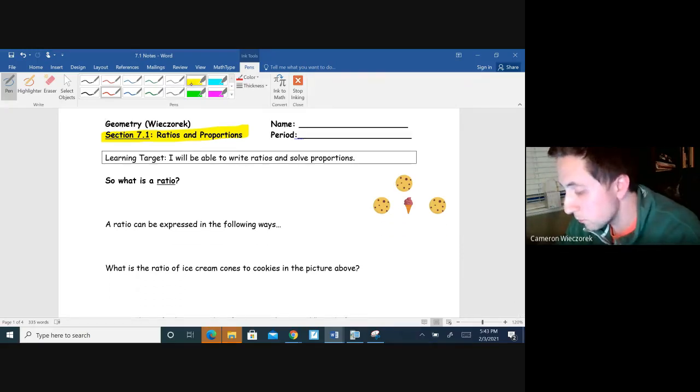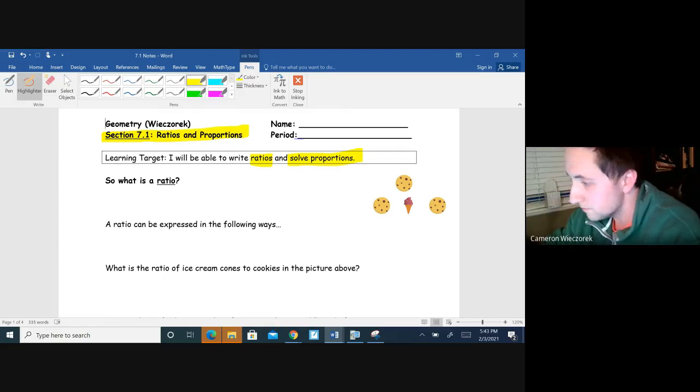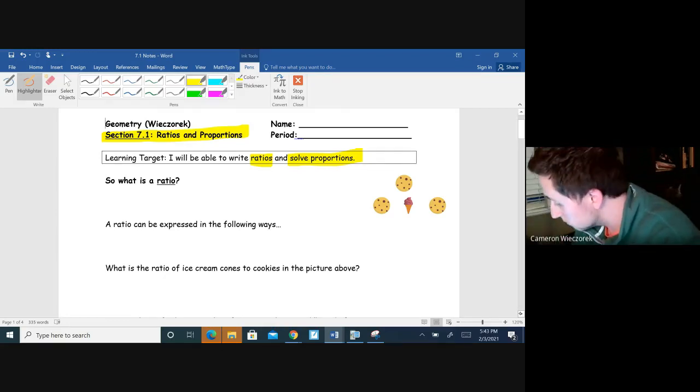Okay, ratios and proportions is something you talked about in Algebra 1, so a lot of this will be a recap, but there is some new vocabulary that we're going to introduce specifically with the proportions that you probably have not heard of before. Okay. So first off, what's a ratio?